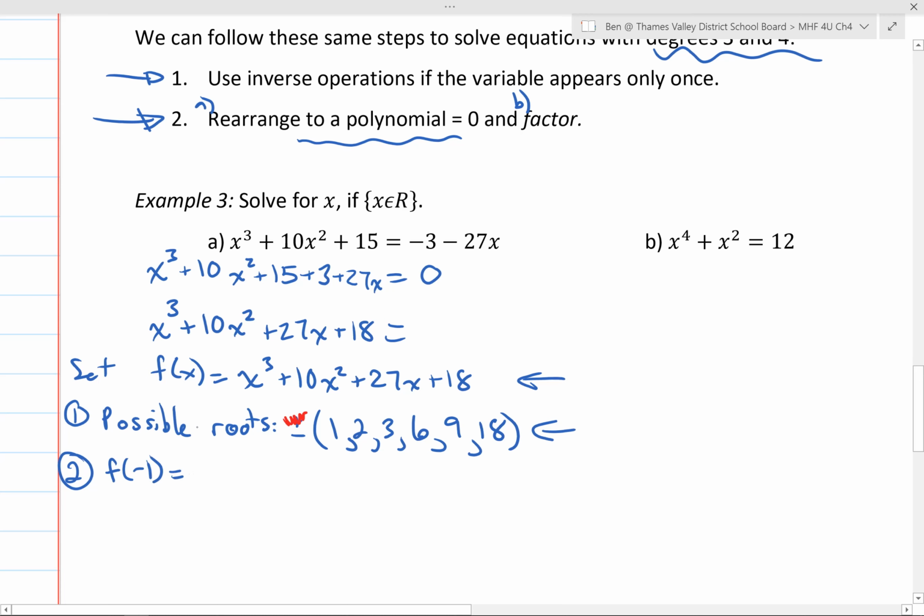Okay, f at -1, we're working with -1 cubed plus 10 times -1 squared plus 27 times -1 plus 18. Nice and easy. That's -1 plus 10 minus 27 plus 18. Well, if I do that nice and quickly in my head, it looks like that equals 0.